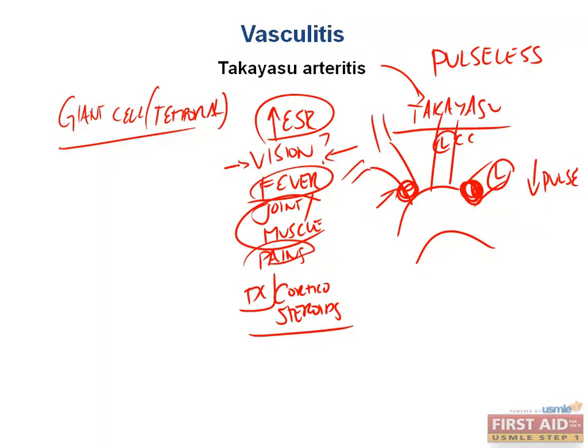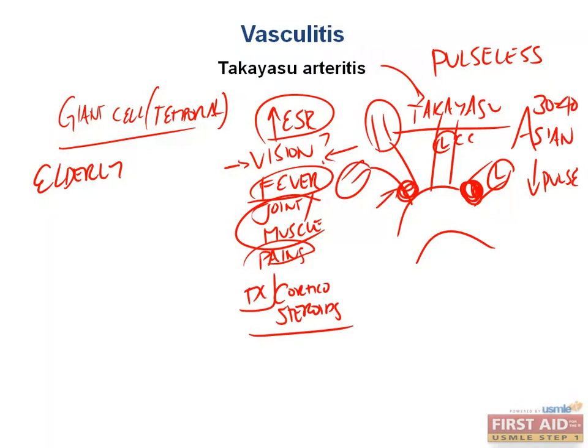So a left subclavian branch supplies the left upper extremity, and the right brachiocephalic or right innominate gives off the right subclavian and the right common carotid. There can be changes in people's pulses with Takayasu arteritis. Again, classically giant cell, you have an elderly female, while this is most likely an Asian, middle-aged female, 30-ish, 40-ish. So this is some of the high-yield information that you definitely need to have in your mind. Both of these giant cell arteritis, both of these large vessel vasculitides are important.